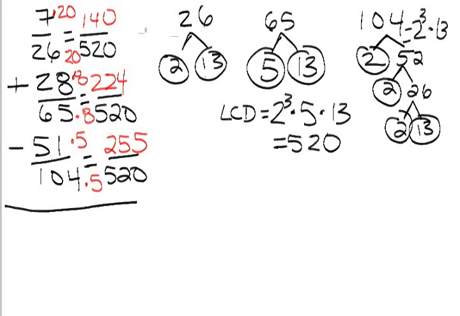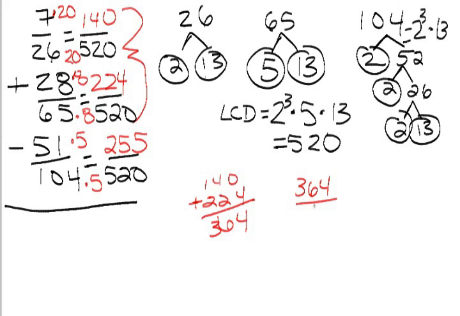So now that we have our common denominator, we can do our addition and our subtraction. So in terms of adding, we need to add 140 plus 224. 140 plus 224 is 364. So if we do just this first step, we get 364 over 520. And then our last step is to subtract the 255 over 520.